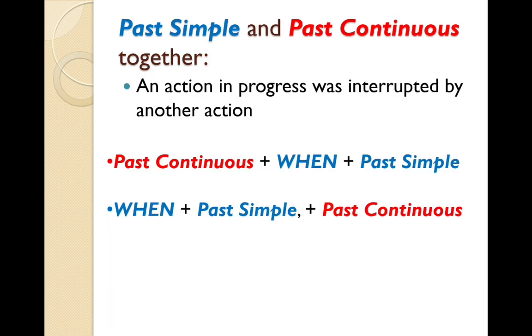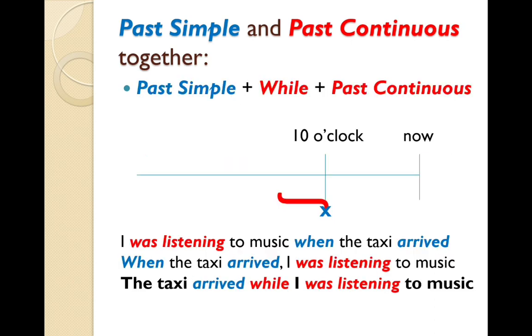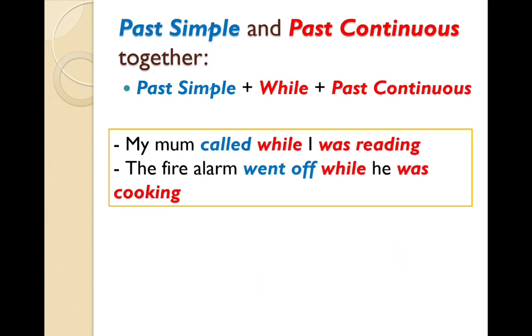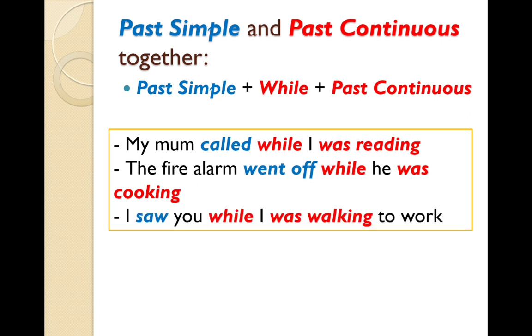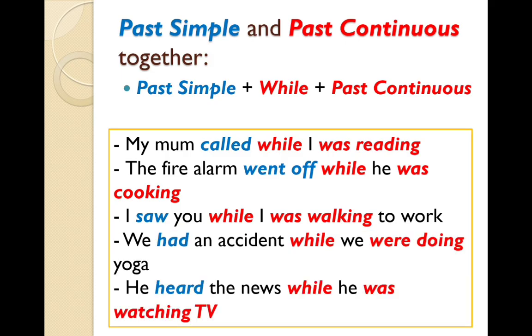The third way is to start with the past simple, plus while, plus the past continuous. The taxi arrived while I was listening to music. My mum called while I was reading. The fire alarm went off while he was cooking. I saw you while I was walking to work. We had an accident while we were doing yoga. He heard the news while he was watching TV.